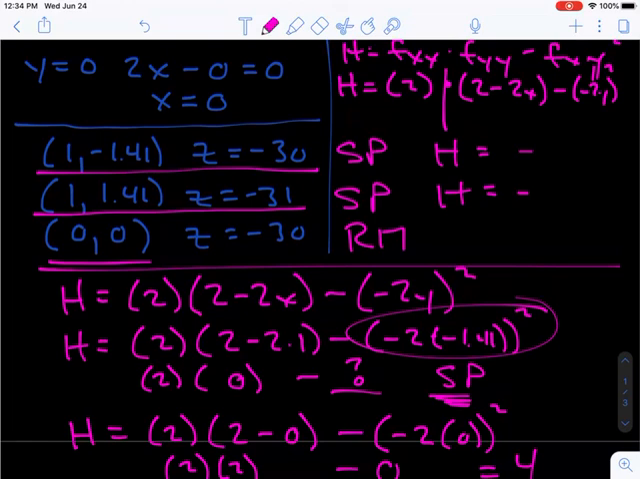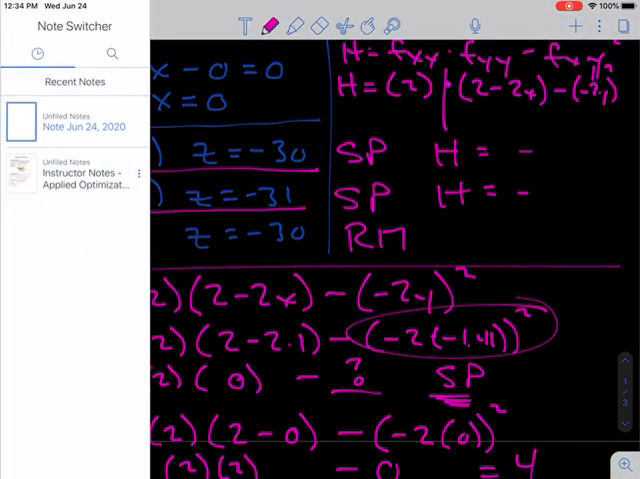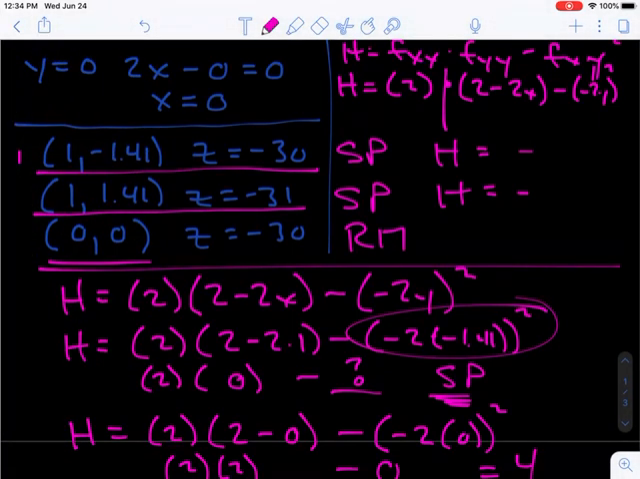So our first point, with negative square root of 2, or negative 1.41, is a saddle point. The second point is a saddle point, and the third point is a relative minimum. All right, and that's basically how you do problems 6 through 10. Have fun.